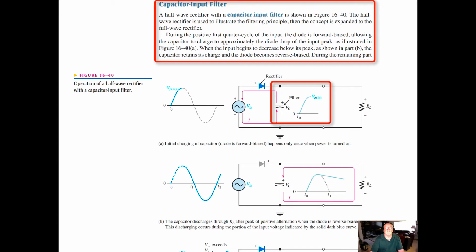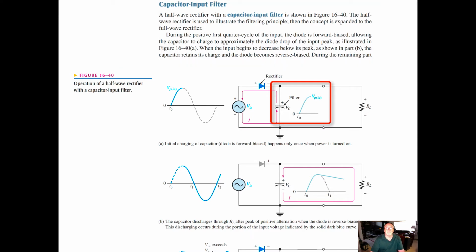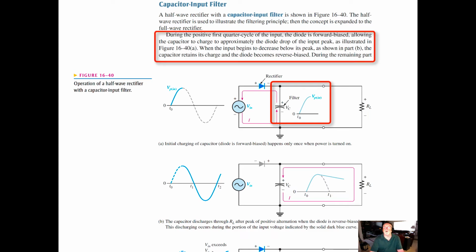So in looking at this, during the positive first quarter cycle of the input, the diode is forward biased. We have to get past that bias voltage, if it's silicon, 0.7 of a volt, allowing the capacitor to charge to approximately the input peak minus the diode drop. And we can see that in A, where we've got our input, and we can see what's going on in the output over the filter.